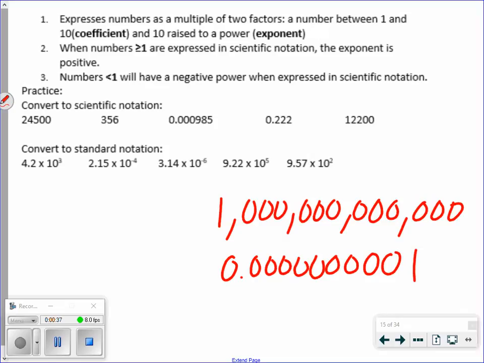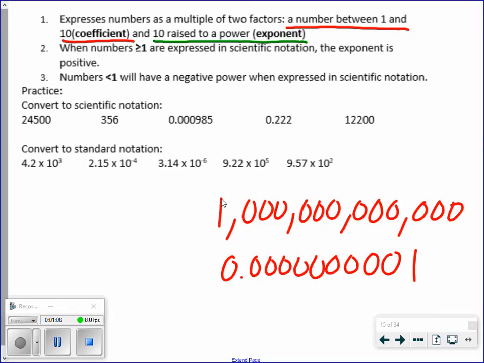So when we're writing in scientific notation, there's two different parts to the number, okay? The first part is called the coefficient. It is a number between 1 and 10. It has to be between 1 and 10. That's your coefficient. And then it's followed by times 10 raised to a power, or an exponent. Okay, those are the two different parts.